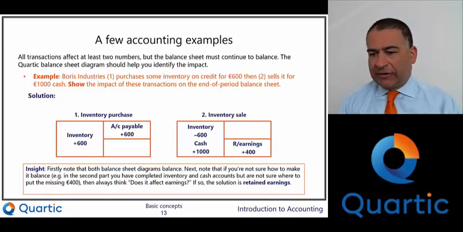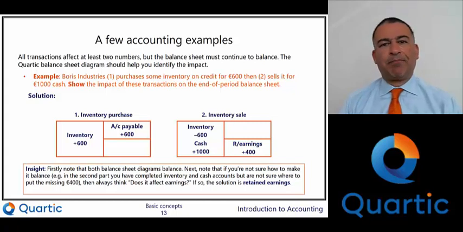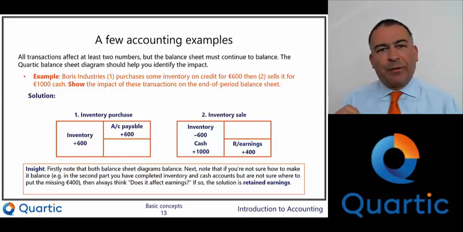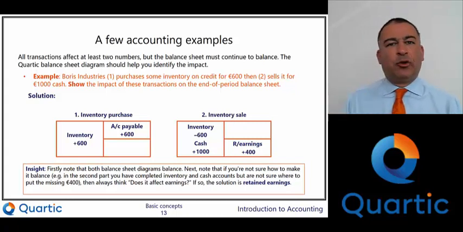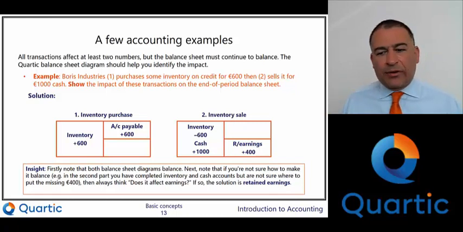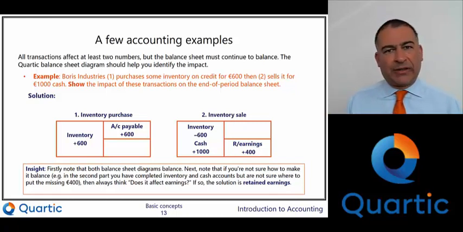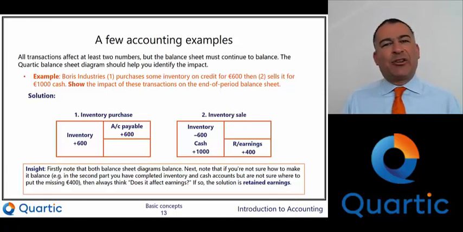So Boris Industries, number one, purchases some inventory on credit for 600 euros. So what have we got? We purchase some inventory. Now, inventory goes up. We've got more stock. So you can see inventory has increased by 600. Now, if you know more about accounting, you may understand that inventory, the actual nuts and bolts of the accounting, may be different from this, but what we're describing here is giving you the understanding of how it all works.